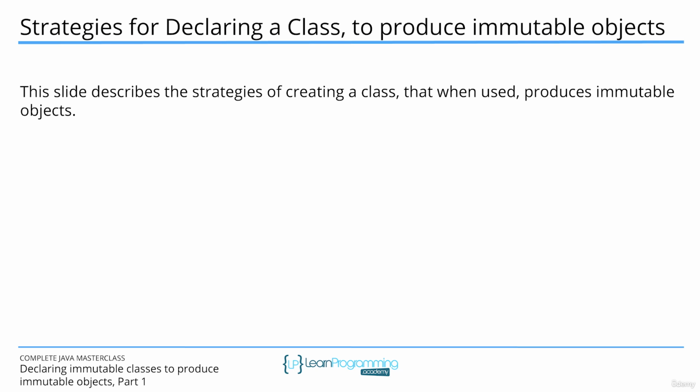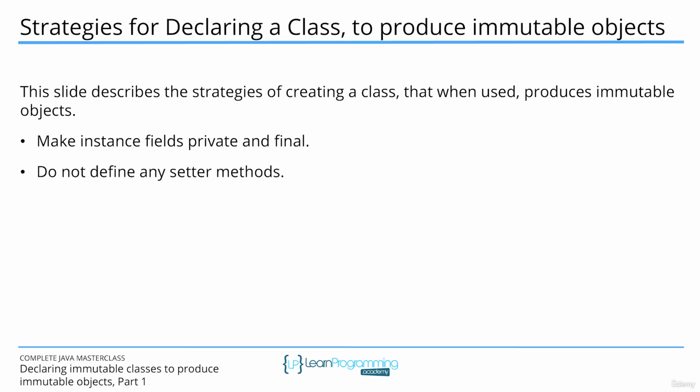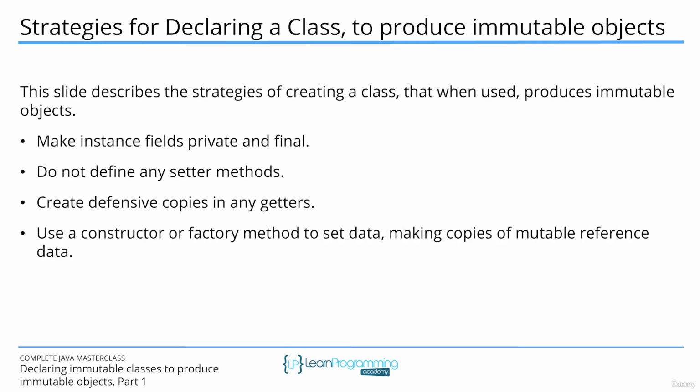This slide describes the strategies of creating a class that, when used, produces immutable objects. Make instance fields private and final. Do not define any setter methods. Create defensive copies in any getters. Use a constructor or factory method to set data, making copies of mutable reference data. Mark the class final or make all constructors private. In this video, I'll walk through the first 4 of these strategies in code. I'll discuss final classes and private constructors in upcoming videos.